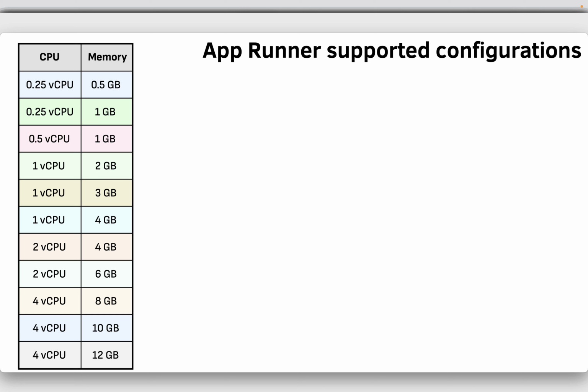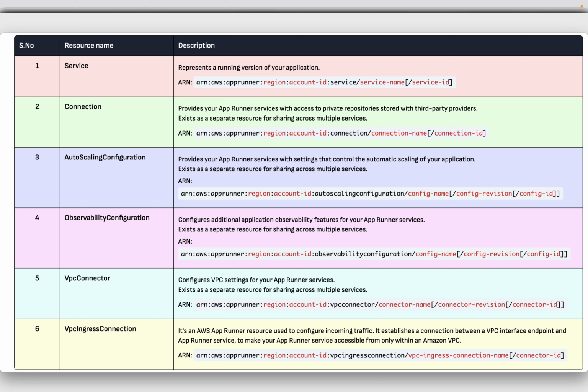So these are the supported configurations. You can have CPU starting from 0.25 virtual CPU with a memory of 0.5 GB all the way up to 4 vCPU and 12 GB. And these are the resources. So this is how it looks like.